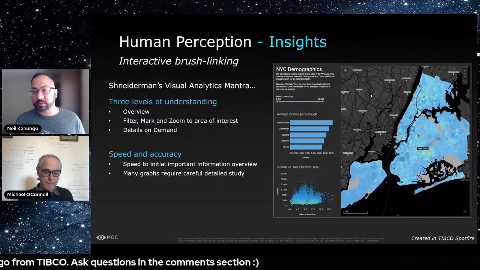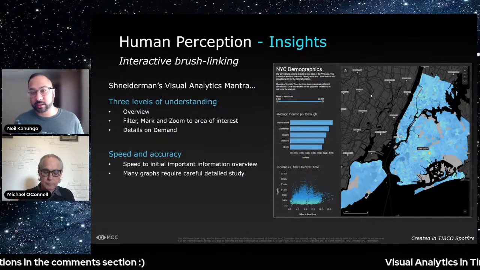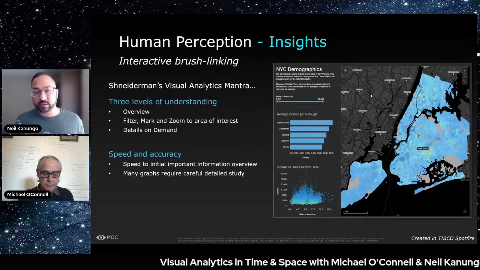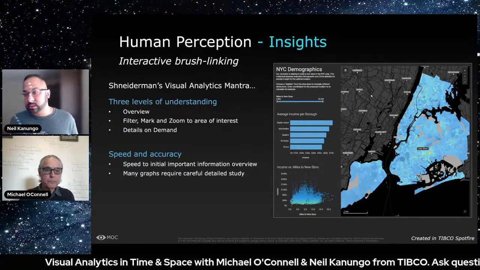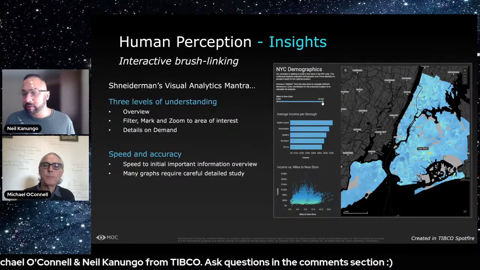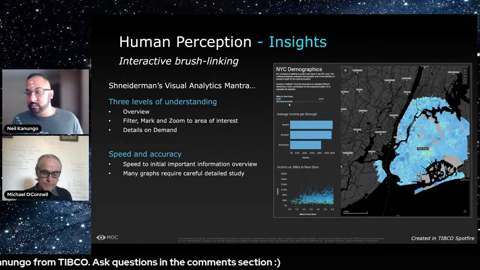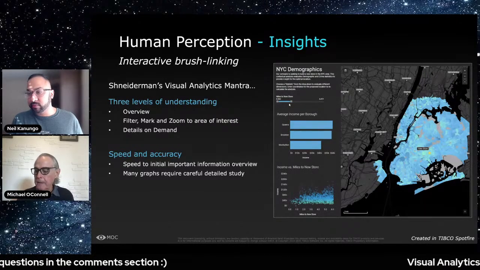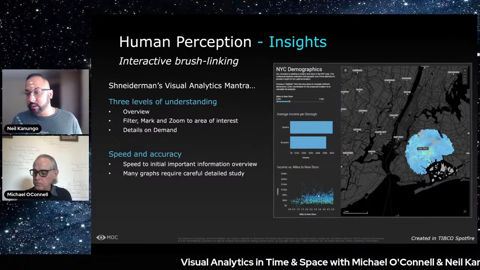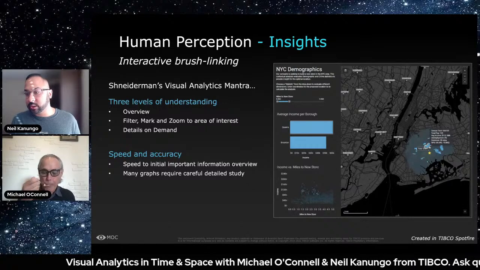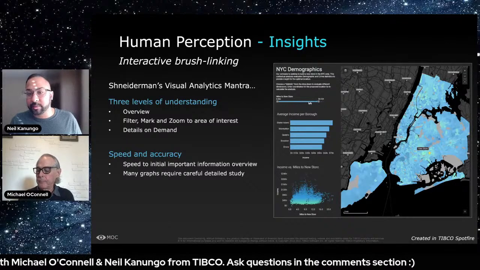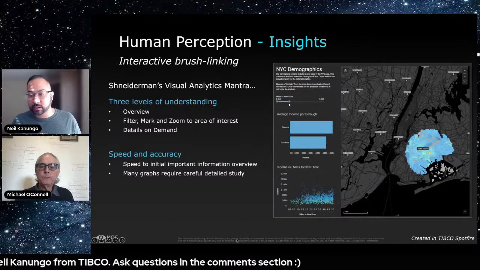So in human perception and insights, Ben Shneiderman's visual analytics mantra talks about 3 levels of understanding: overview, filter, mark, and zoom to areas of interest, and then see details on demand. So if we watch this little video, what we're looking at is New York City demographics on the right. As I play this video, you're seeing I'm able to filter by moving. We have a star there on the map, and we're filtering down to what's nearest to the star. Then we're able to mark areas of interest. So the mouse is going to go down and mark certain high income areas. And then we can hover over those points on the map and get the details. So details on demand pop up as a little tooltip.